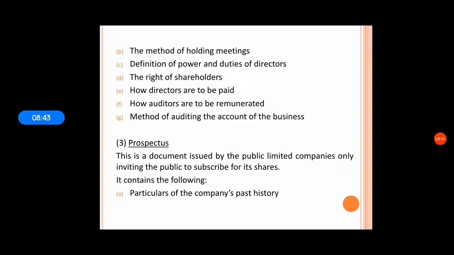So, a prospectus is the document used by the public limited liability company calling the public to subscribe for their shares. Now, what are the contents of a prospectus? The first one is particulars of the company's past history. That is very important. If I am to venture into a business or to buy shares of a company, I would like to know if the company has been making profit in the past. If the company always runs into loss, then I have to keep my money in my pocket.